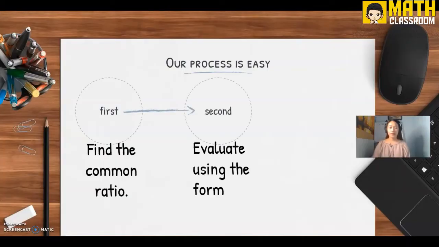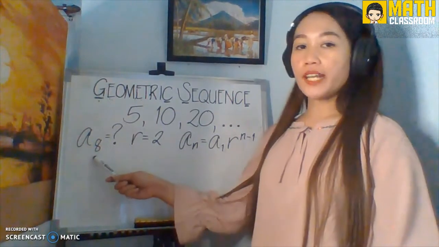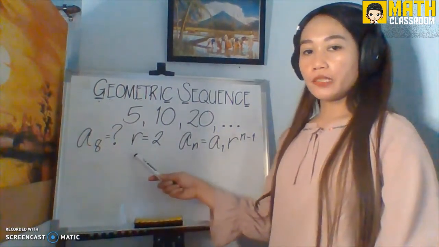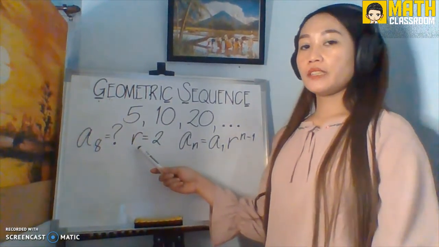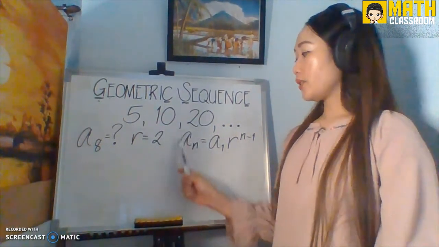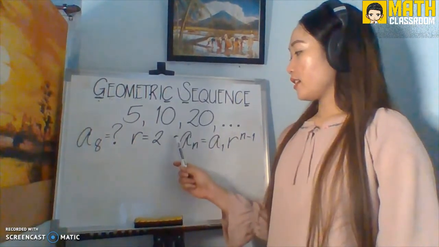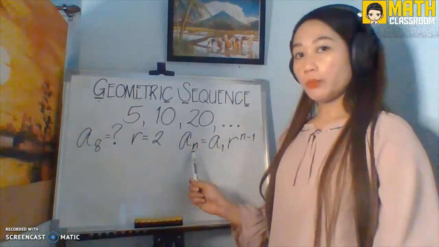Second step, evaluate using the formula a sub n equals a sub 1 multiplied by r raised to n minus 1. So this formula here is the key for us to find the 8th term. So in this one, again, we're looking for a sub 8. And from the previous step, we got 2 as our common ratio. Let us identify first the values of the variables in the given formula.